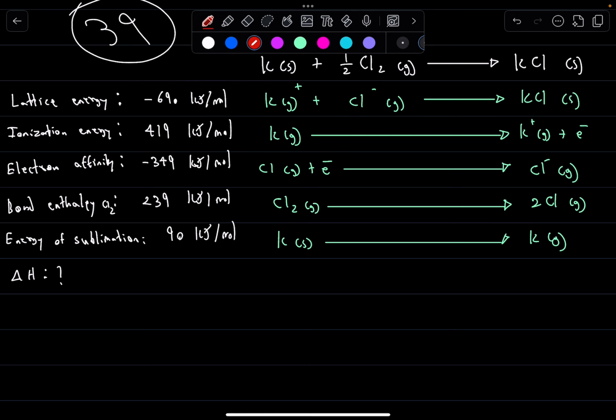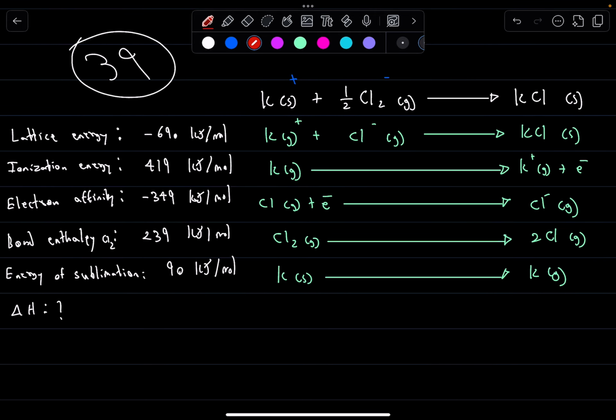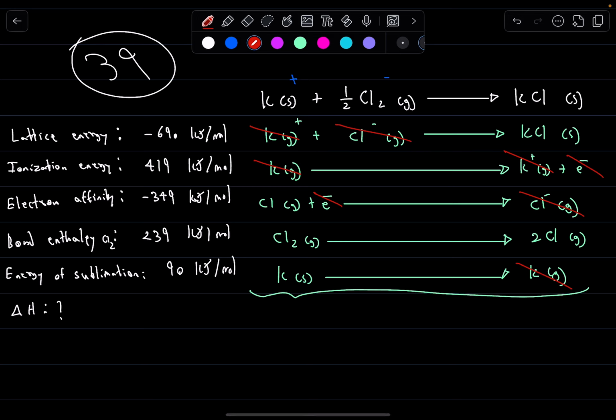Now you wanna start canceling stuff out to get a final reaction, right? So let's do that. Starting from the top, this potassium ion is going to cancel with this potassium ion. This chlorine ion is going to cancel with this chlorine ion. This electron with this electron. This potassium gas with this potassium gas. And here's where it gets a little weird. This is really the only part of this problem where you need to think about what's happening.